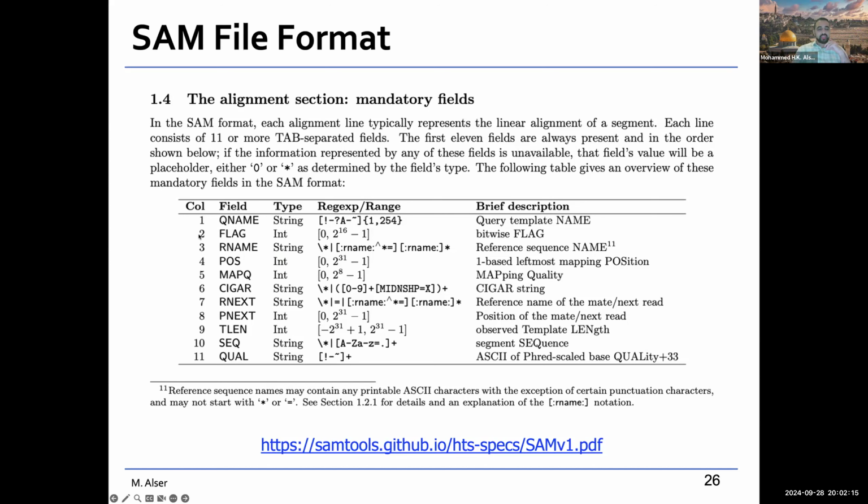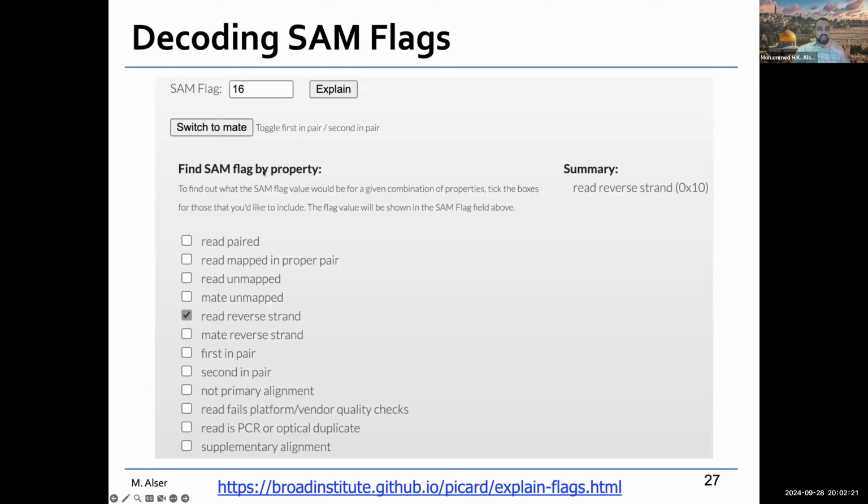And then the second column is the flag. What does the flag mean? If you go to the next slide, you will see this very nice visualization tool for only the flag column of the SAM file. What we give here is a number, in decimal, right? And then we ask the tool to explain what this number means.